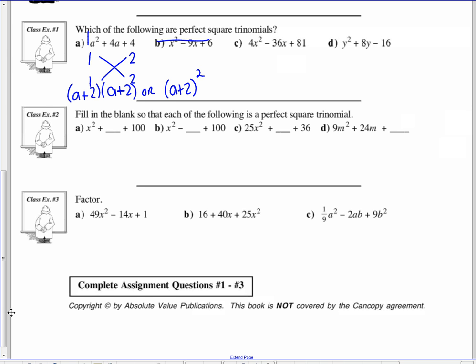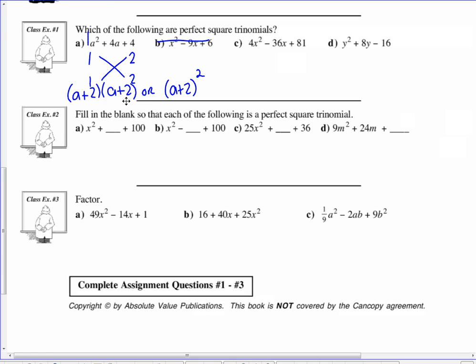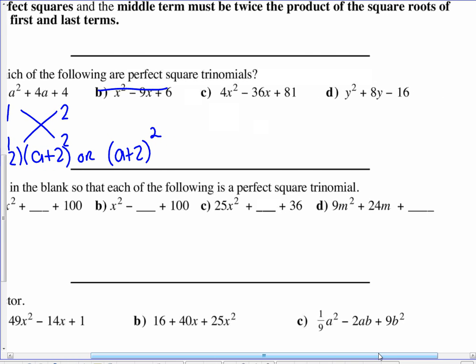Okay. Now let's try doing the next one. C, sorry, I'm actually going to zoom in. It's hard to read that. Okay, so let's look at C. 4x squared minus 30x plus 81. Now there is a shortcut to knowing that this is actually a perfect square. Okay, let's try this.